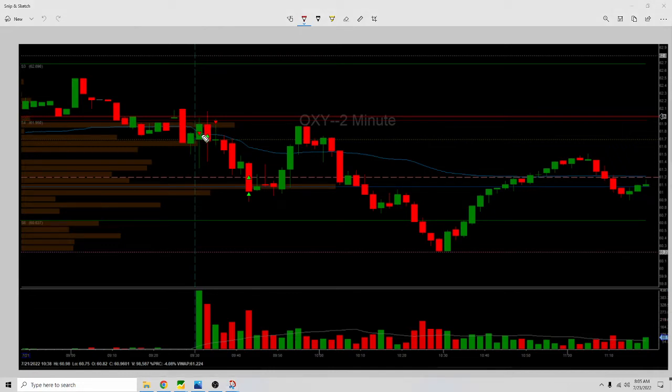I got in a little bit early. My stop was above this pre-market candle right here. I chose that because it was about 10% of the ATR. It pretty much worked pretty good for my entry at this moment in time.